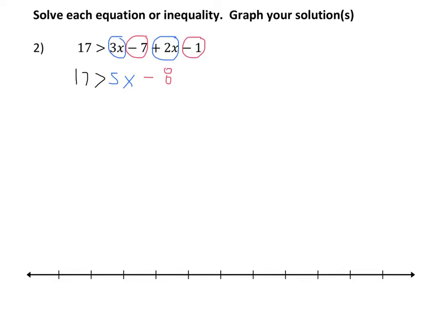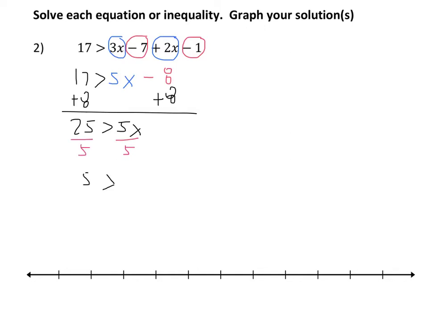Now let's start to solve this. I'm going to add 8 to both sides. That gives me 25 is greater than 5x. One more step to get x by itself: I'm going to divide both sides by 5. And I get 5 is greater than x. So that's ready to graph.